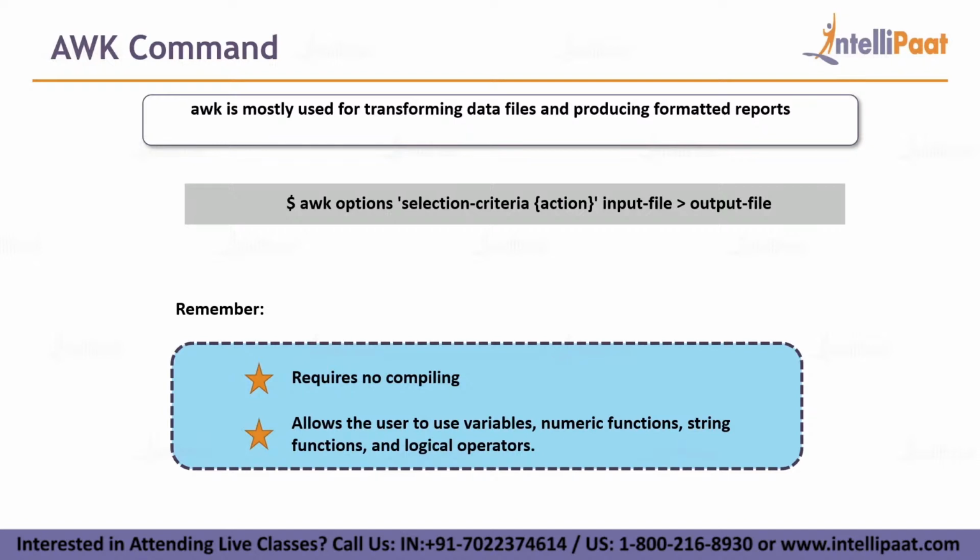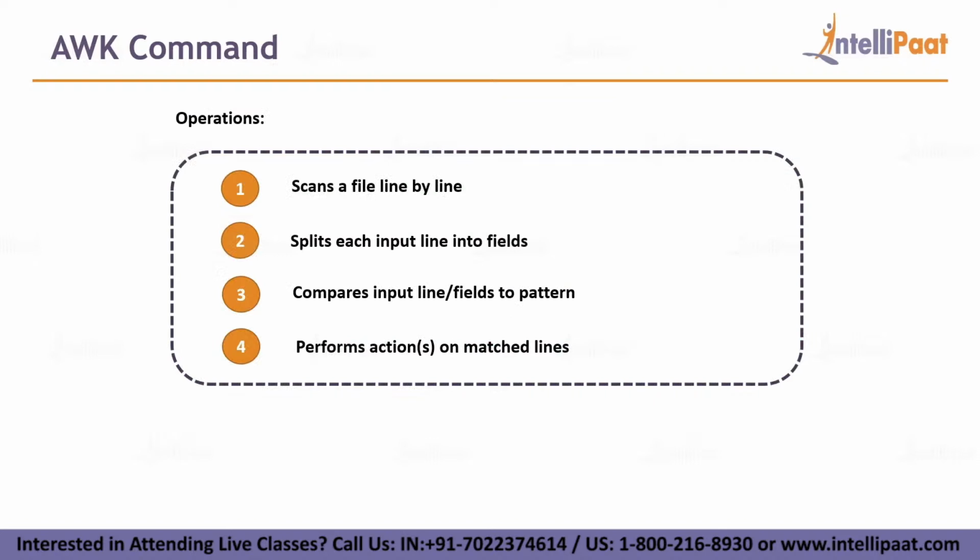It allows the user to use variables, numeric functions, string functions, and logical operators. So that's what they're saying. Inside the action, you can basically use numeric functions, string functions, and also use variables and logical operators. So what are the operations which we can do? First, it scans a file line by line. That is the first operation the awk command does. Second, it splits each input line into fields.